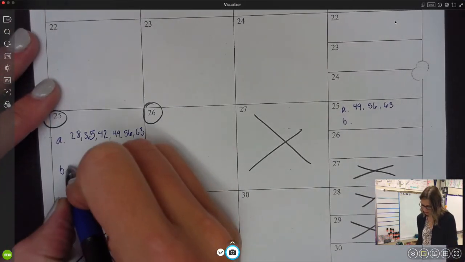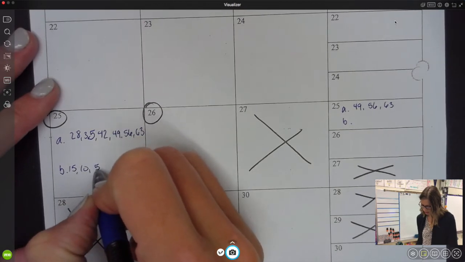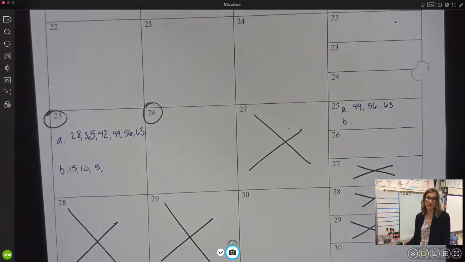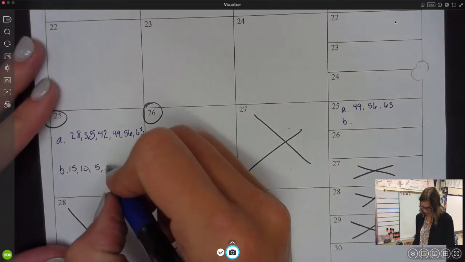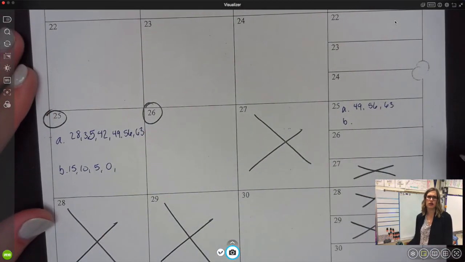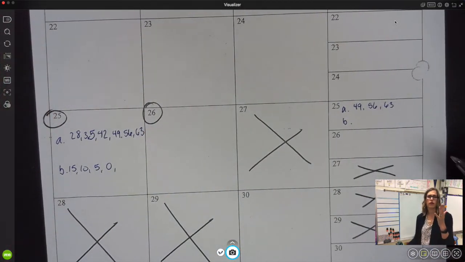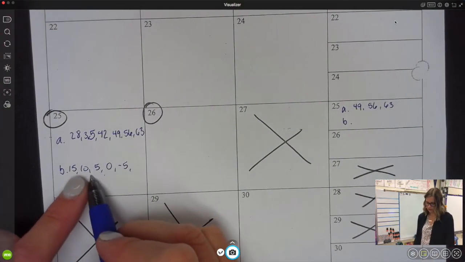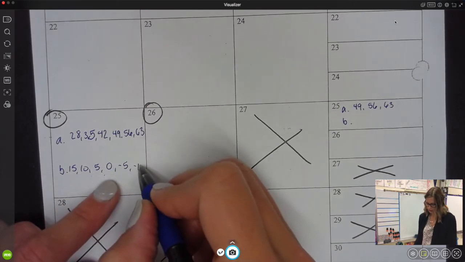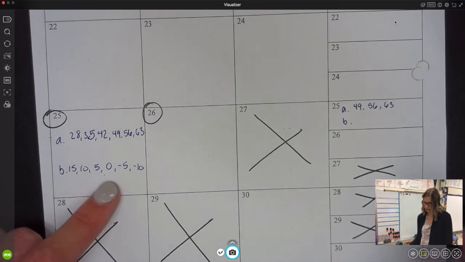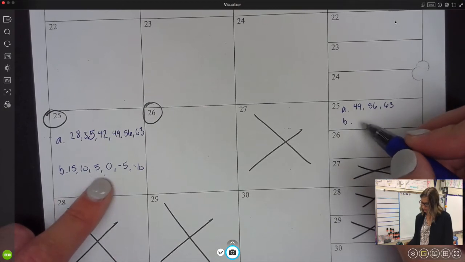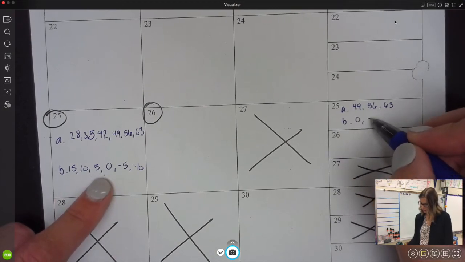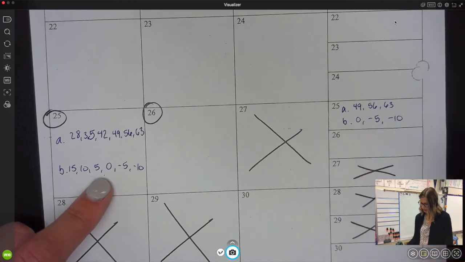Then I have B. B says 15, 10, 5. This one we're going backwards. This one we're counting by fives. So 15, 10, 5. What's 5 minus 5? Well, 0. What's 5 less than 0? Negative 1, negative 2, negative 3, negative 4, negative 5. And then what's 5 less than that? Well, 5 more would be 10, so 5 less is going to be negative 10. So for B, we'd write 0, negative 5, negative 10.